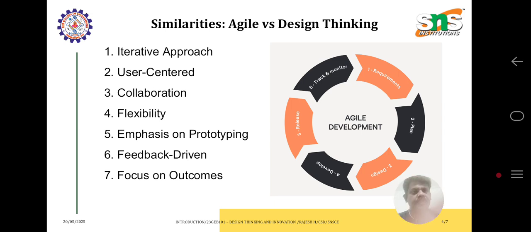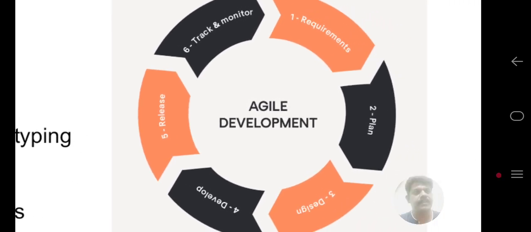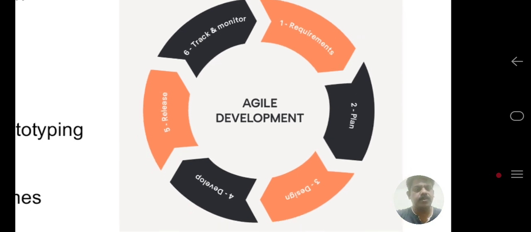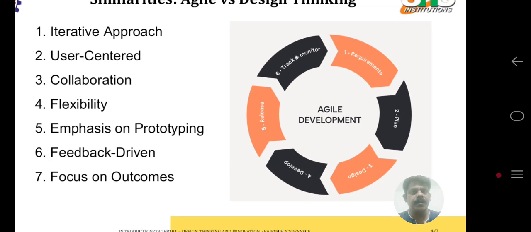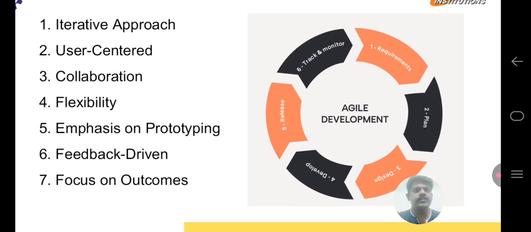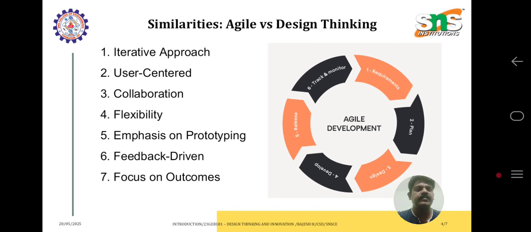When it comes to agile, you can see in the diagram, it is requirement gathering, then planning, then designing, then development and release. It's a very monotonous approach. But agile development also has one similarity, that is the feedback driven approach, and it is also focusing on outcomes. However, agile development has some limitations in such a specific process, but design thinking does not have any specific limitations in terms of finding solutions.